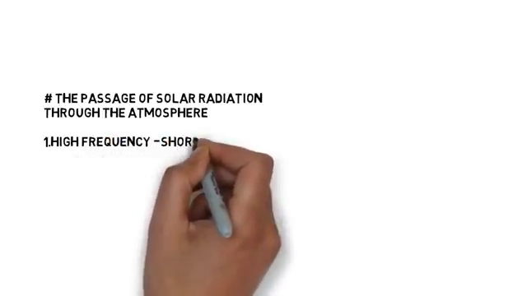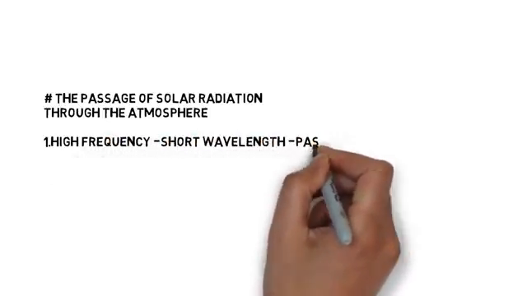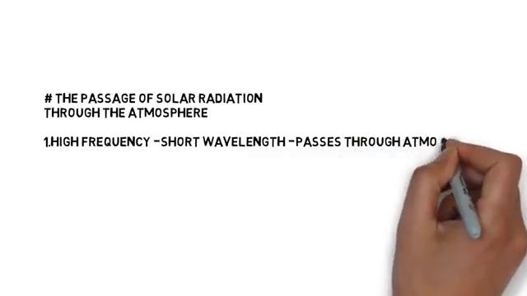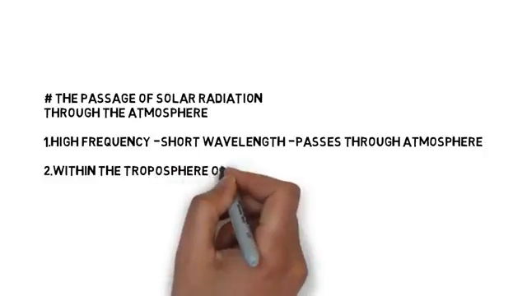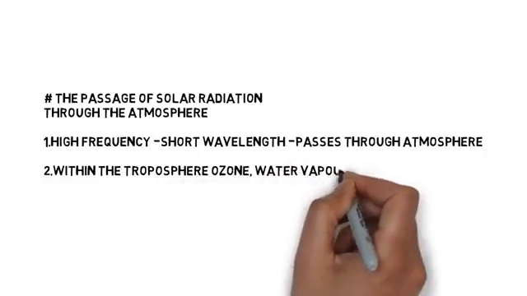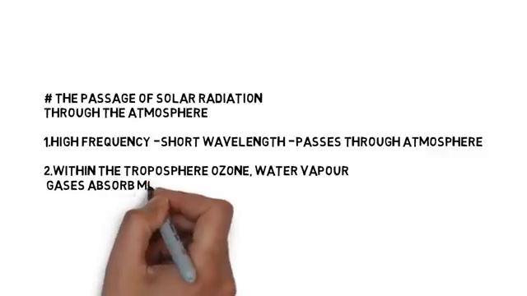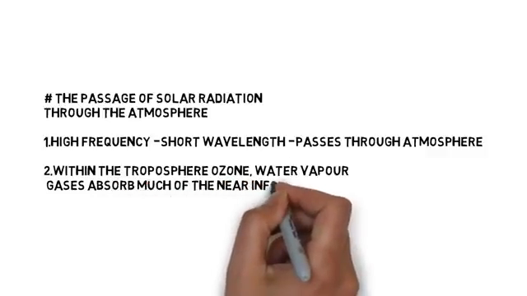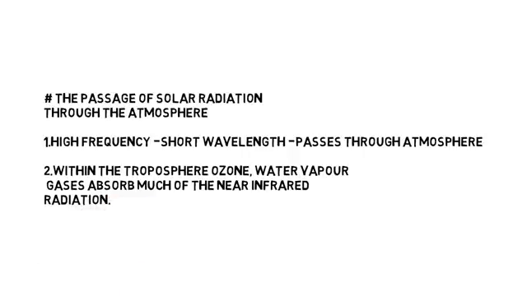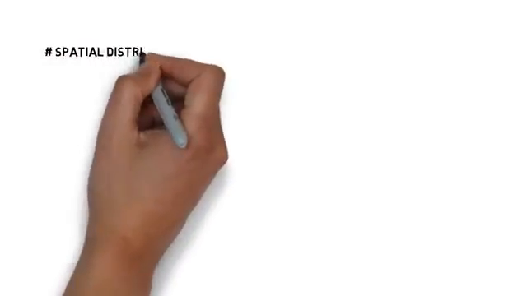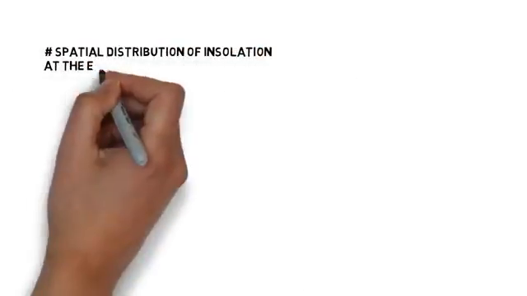We know that the higher the frequency, the shorter the wavelength, and the short wavelength easily passes through the atmosphere. Within the troposphere, there are the ozone layer, water vapor and gases which absorb much of the infrared radiation. Small suspended particles scatter the visible spectrum both to the space as well as towards the Earth's surface. This scattering also adds color to the sky. Finally, the spatial distribution of insolation at the Earth's surface.